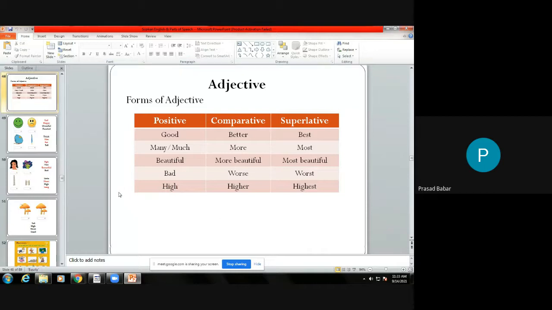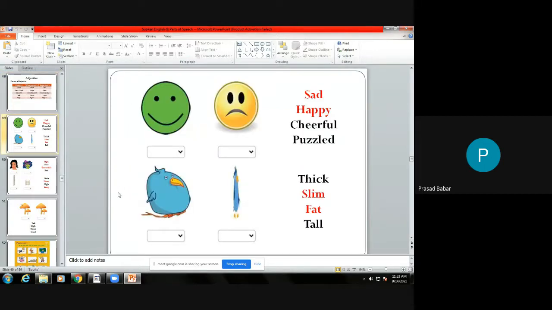Okay, let's do some exercises regarding the adjective. Okay, so there is a first image which is a smiley image. So it is happy. For this image we will use happy as the adjective. Then there is a next image which is a sad face. That is why we will use here sad as an adjective.